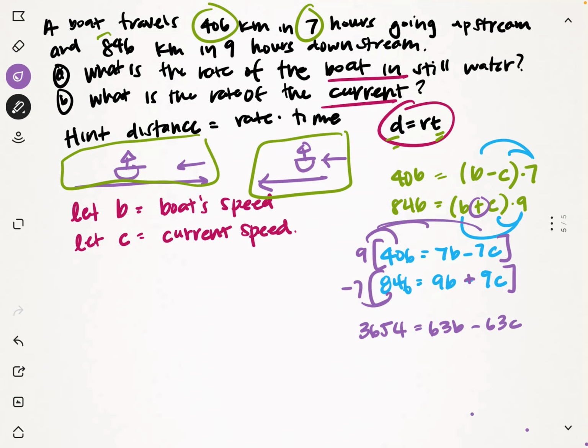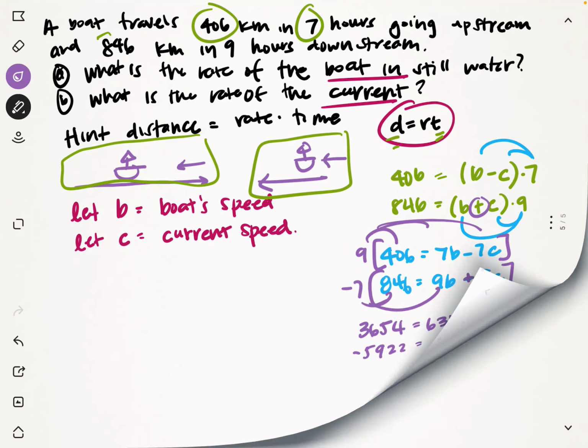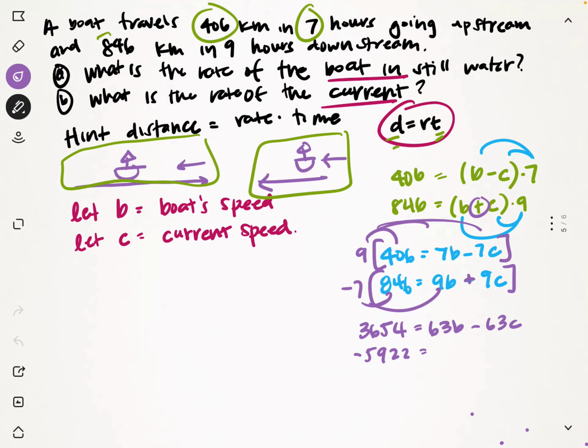Now let's go to the bottom. So -7 times 846 is -5922, which is equal to -7 times 9b, which is -63b. That's what we want, right? So we can eliminate. And then -7 times 9c is -63c.